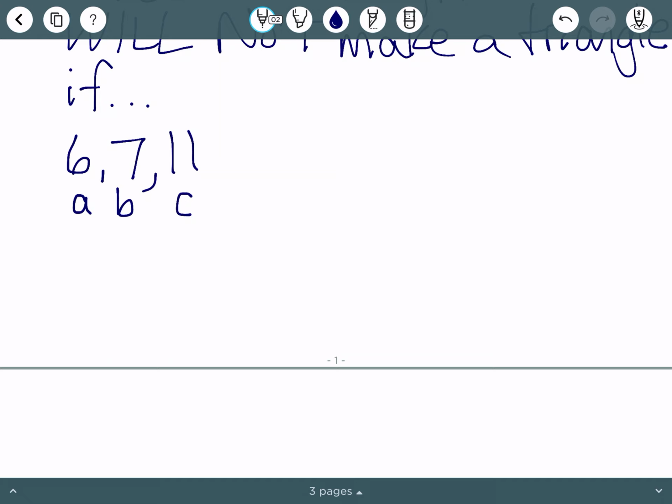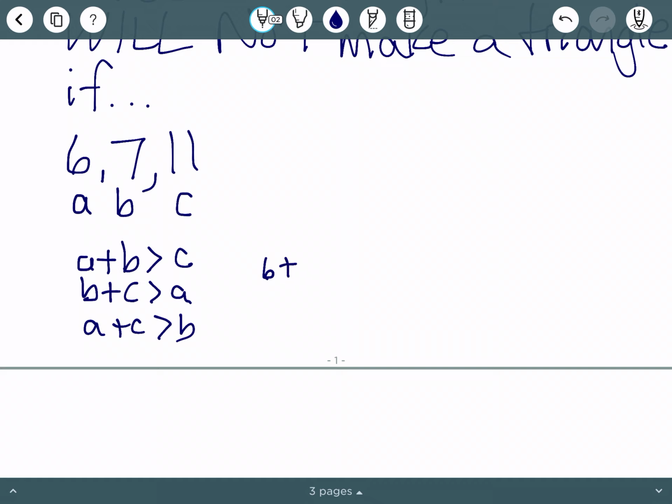Okay, so we know that any two side lengths have to be greater than our third side length, which means A plus B has to be greater than C, B plus C has to be greater than A, and A plus C has to be greater than B. Well, let's start plugging in and finding out. So A plus B would be 6 plus 7, and C is 11. So 6 plus 7 is 13, which, yeah, that's greater than 11, so we're off to a good start.